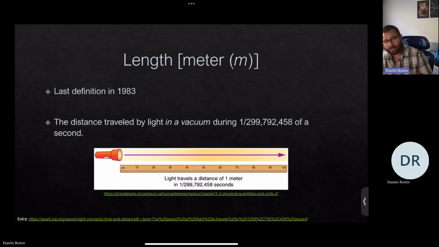But the meter, the last definition, was actually based on the speed of light in a vacuum. And it's important to note that this is in a vacuum, because the speed of light actually changes a little bit depending on if it's going through water, if it's going through the atmosphere, or if it's going in a complete vacuum like in space.